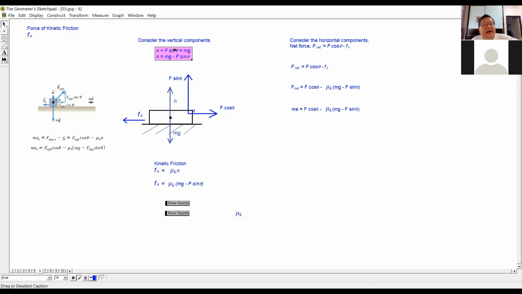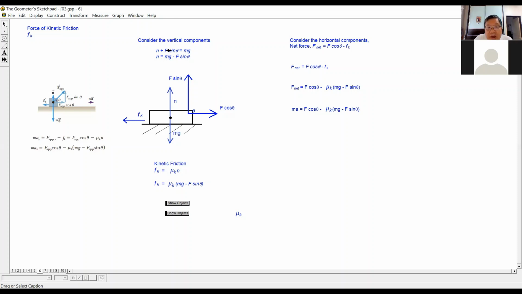N plus F sine theta equals mg. So these two upward forces are balanced by the downward force. Of course, as I've said earlier, we are interested in the normal reaction. So I make the normal reaction the subject of the formula.